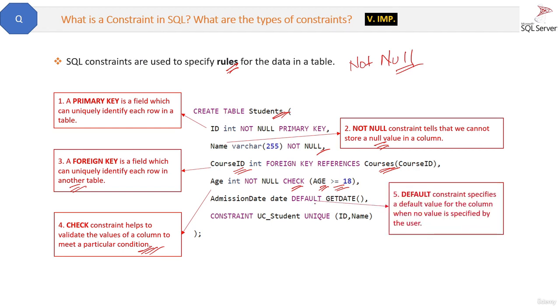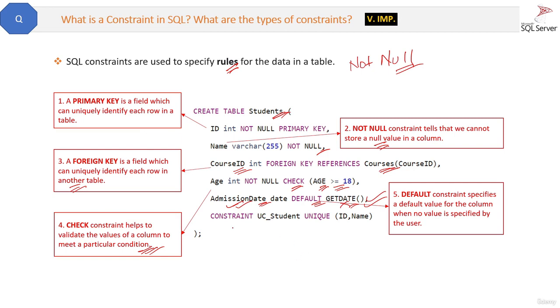Next is the default constraint, which specifies a default value for the column when no value is specified by the user. So it's like if you insert a row in this table without the admission date, then it will automatically save the admission date by using this default getDate method, okay? But if you provide some admission date value while inserting the row, then it will ignore the default value.